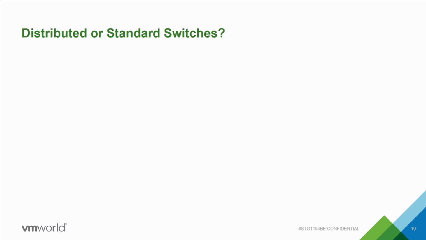Okay, so a common question we get is, should I do distributed switches or should I just do standard switches for vSAN? Which one is the best? So, I mean, there are advantages to doing both and there are disadvantages as well.